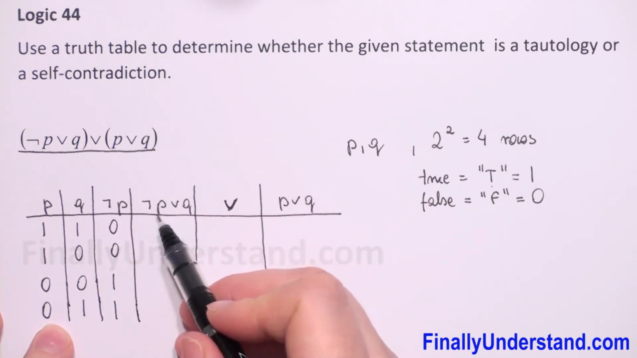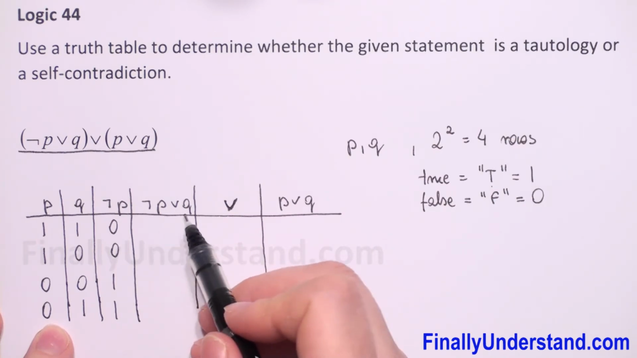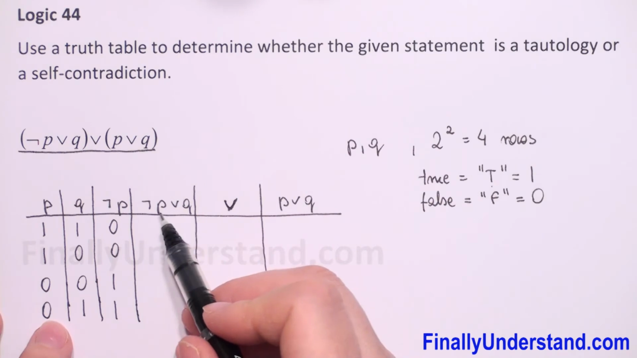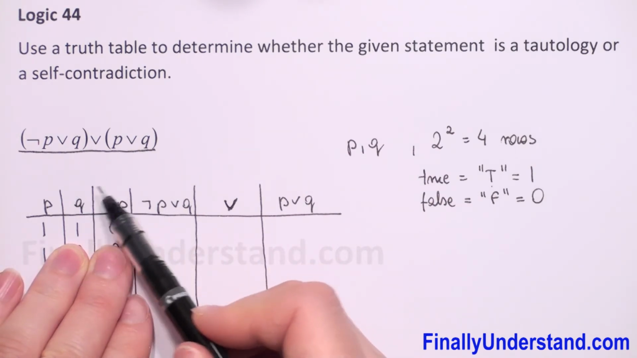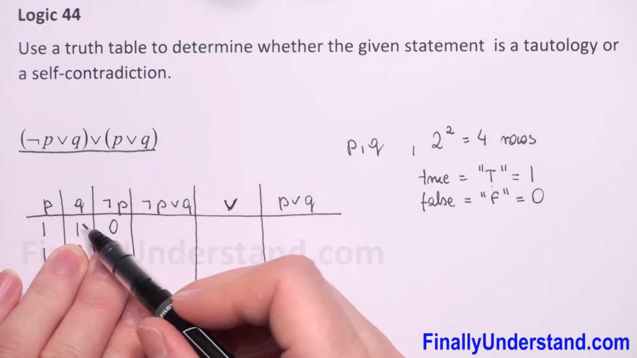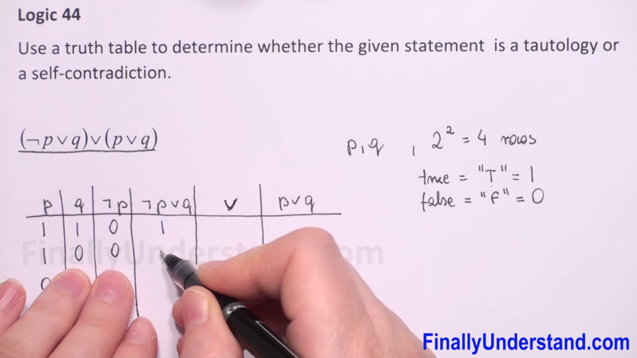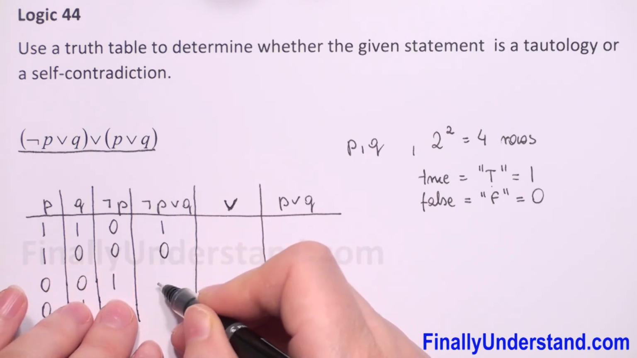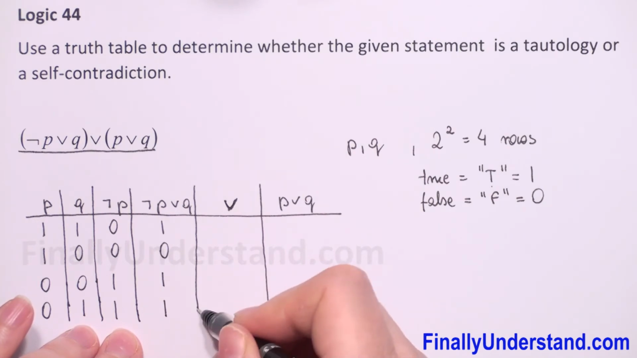Next we have the disjunction here. We know that a disjunction is false only when both statements are false. So we have not P or Q, and we look in the second and third columns. 1 or 0 is 1. 0 or 0 is 0. 0 or 1 is 1. 1 or 1 is 1.